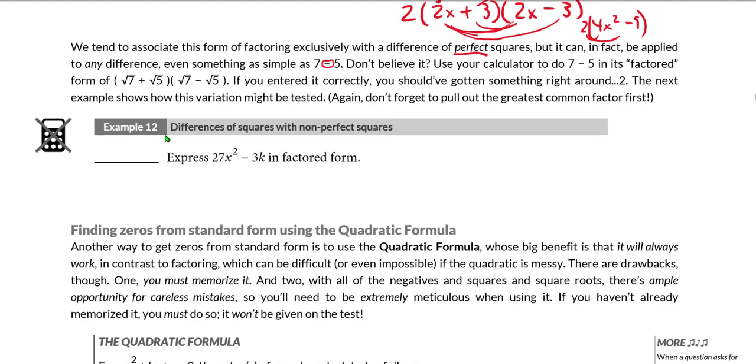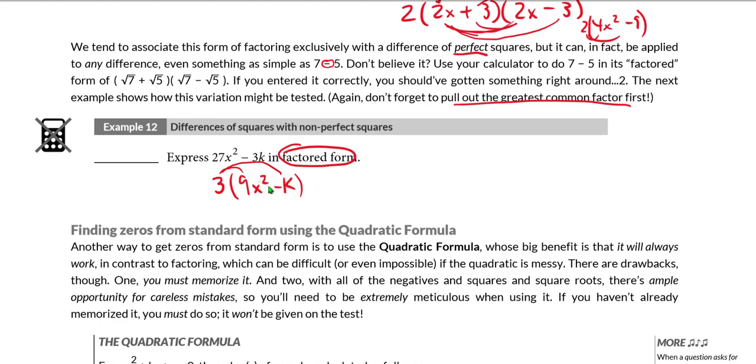On example 12, if you want to try this on your own before you watch me go through it, that's perfectly fine, although this one will be a little bit unfamiliar to a lot of students. So we need to, again, get the factored form of 27x squared minus 3k. Remember, we always pull out the greatest common factor first, and in this case we do have a 3 that we can pull out. So we get 9x squared minus k inside the parentheses, distributing the 3, 27x squared, negative 3k. Yes, we're good. We factored that 3 out correctly, so that's great.